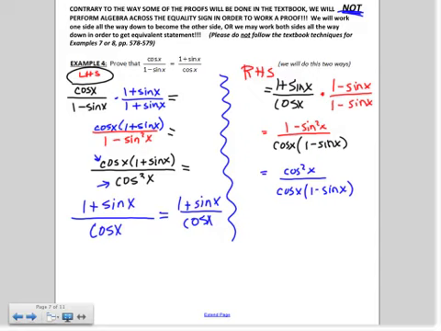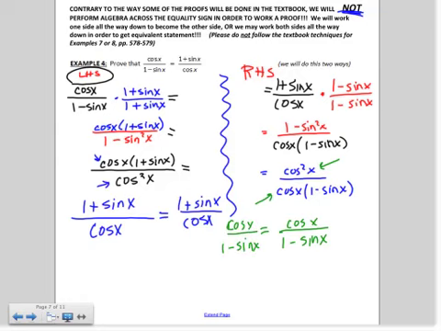You know what I meant. I was thinking too fast. All right, now one of the cosines on top can cancel with one of the cosines on the bottom. So this gives us cosine of x over 1 minus sine of x, which is the original piece. 1 equals 1, cosine of x over 1 minus sine of x.